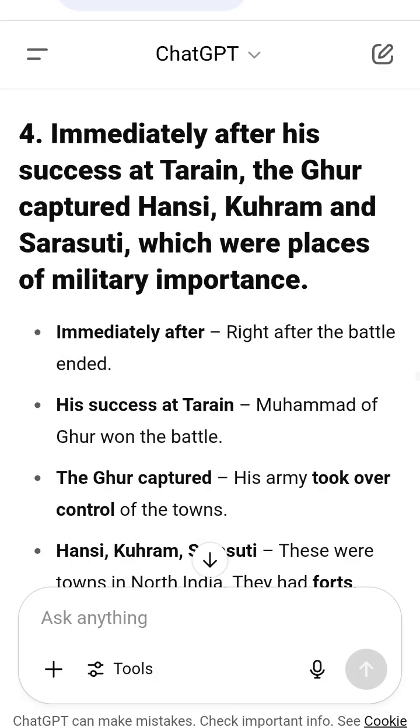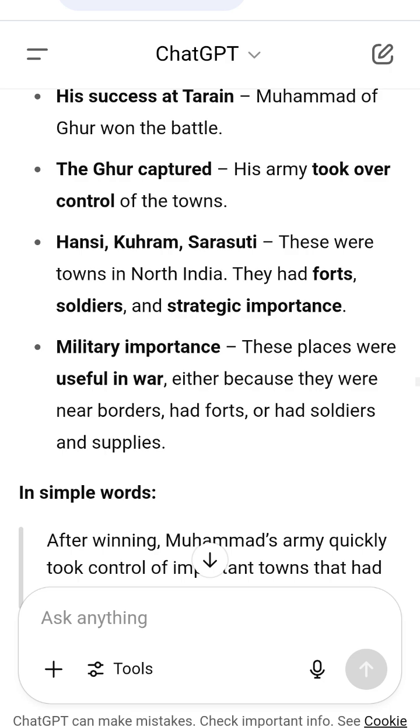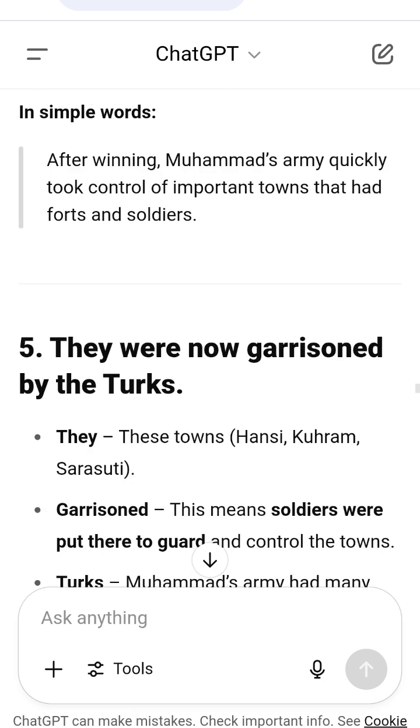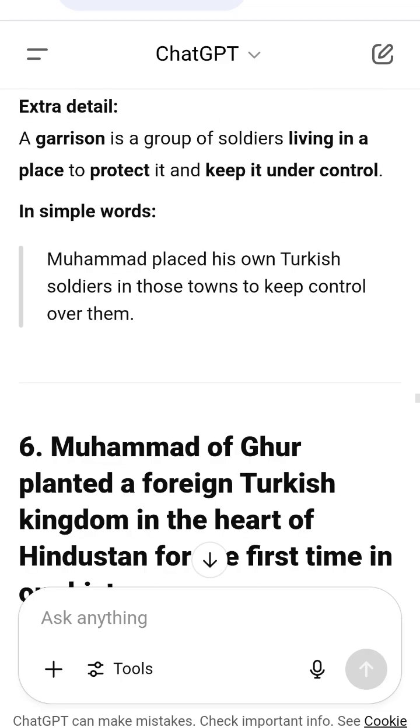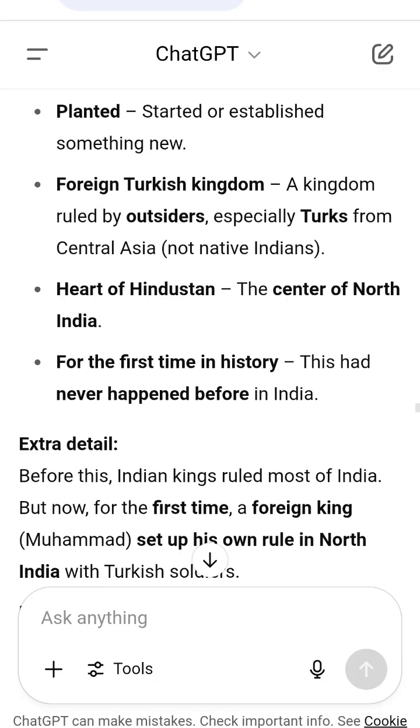3. Beginning of foreign rule in North India. Muhammad of Ghur now did something historically new. He planted a foreign Turkish Muslim kingdom right in the heart of North India, Hindustan. This was the first time that India came under the direct control of a foreign Muslim empire from outside the subcontinent. This would later lead to centuries of Turkish and Afghan rule in North India.